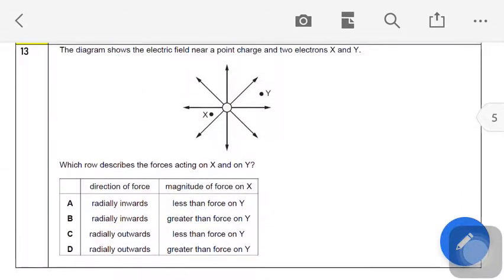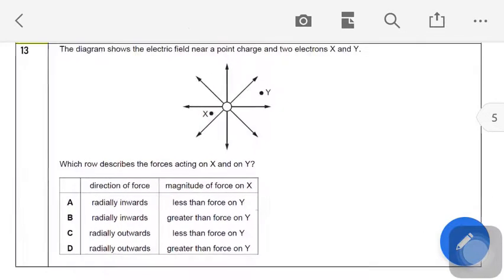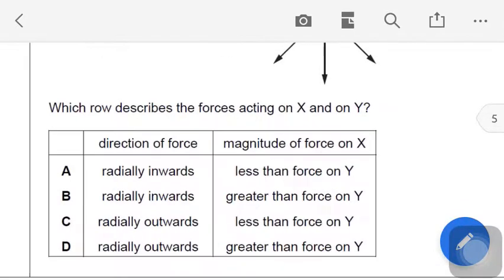13th question, this is a nice question. The electric field line shows the direction in which a positive charge is going to move. Hence electrons, which are negative charges, will move in the opposite direction. Positive charges move radially outward and negative charges would move radially inward. So it's going to be either answer A or B.